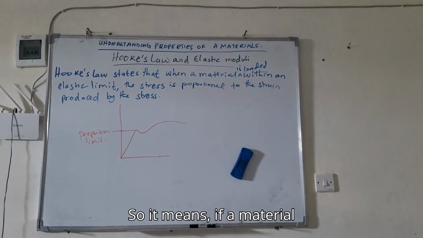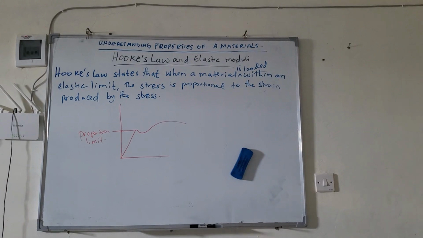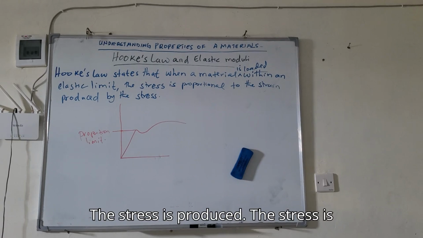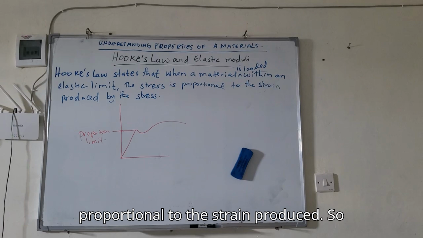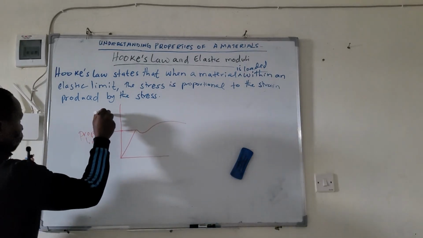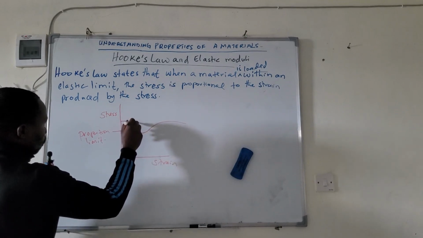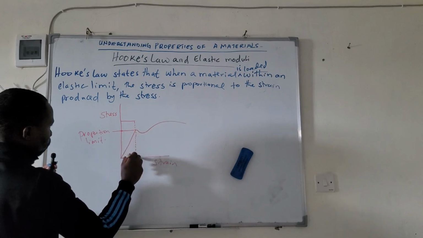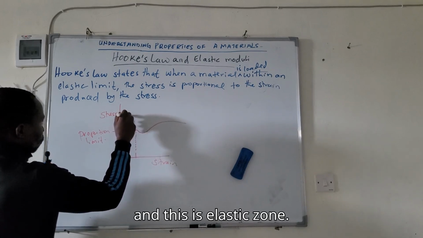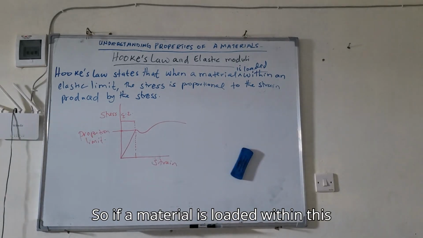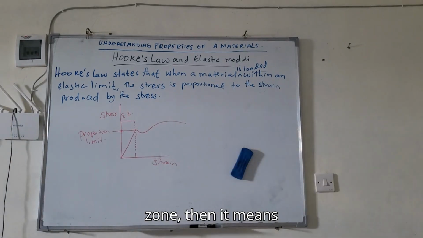So it means if a material is loaded within an elastic limit, the stress produced is proportional to the strain produced. So this is the stress and this is the strain. And this is elastic zone. So if a material is loaded within this zone, then it means the stress is proportional to the strain produced.